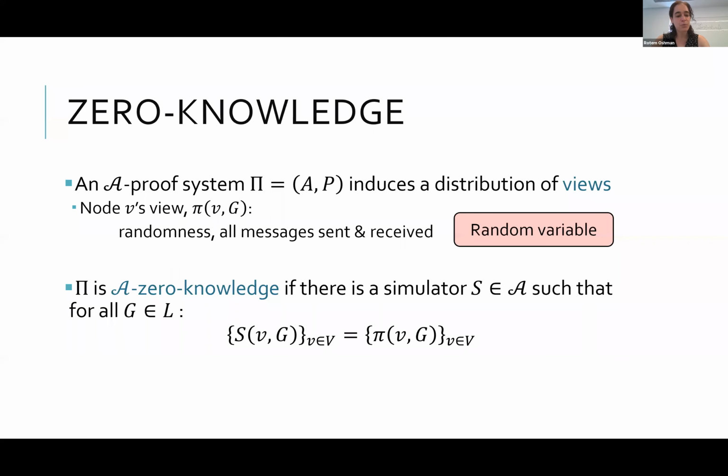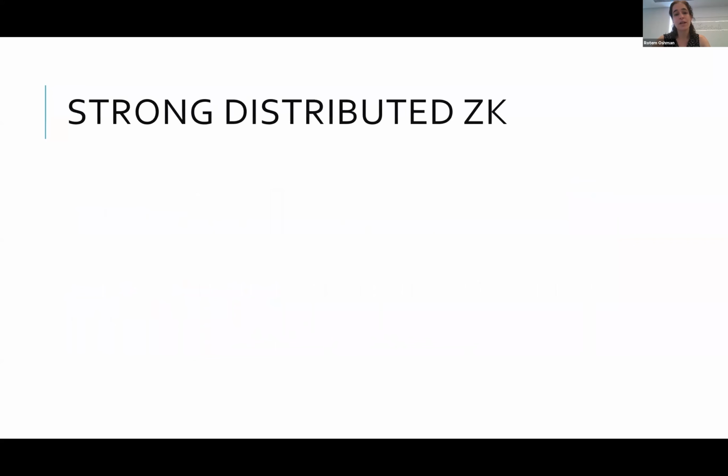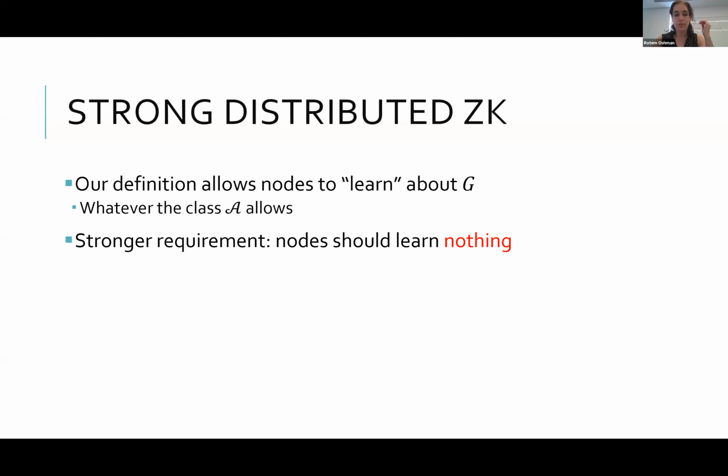But since we're in the distributed world, you can actually have a stronger requirement. What if I want every node to be perfectly protected? I want nodes not to learn anything about anybody else in the network. You can ask for that as well, and we call that strong distributed zero knowledge. So here, instead of having a simulator which is a distributed algorithm, so you can learn stuff, but only what an efficient distributed algorithm can learn, here we're going to demand that you learn nothing about anybody. So the simulator here will just be a local function.